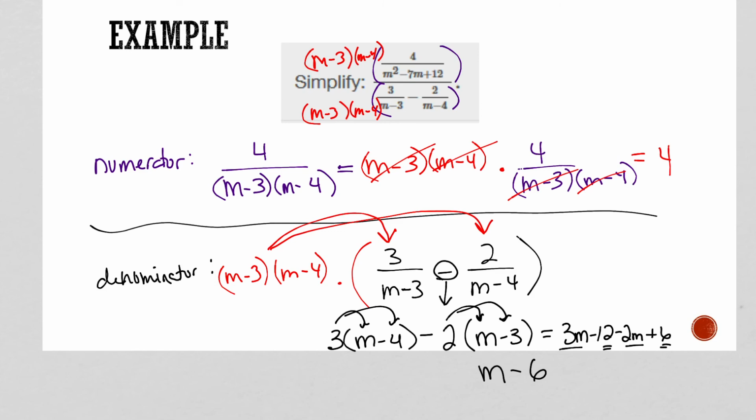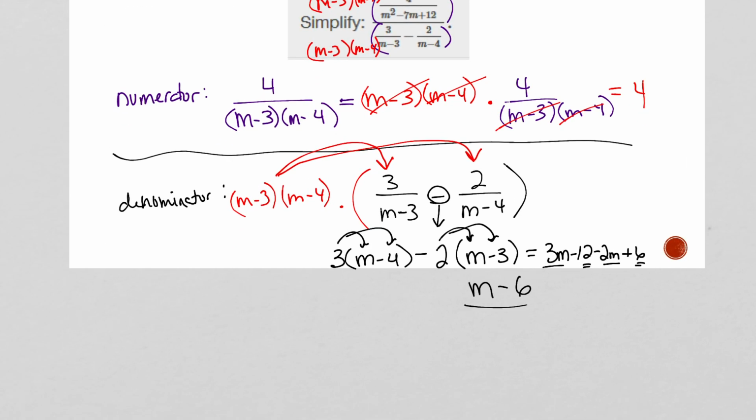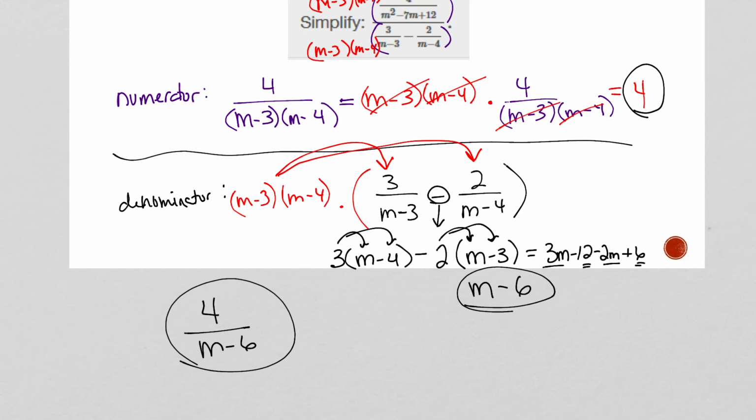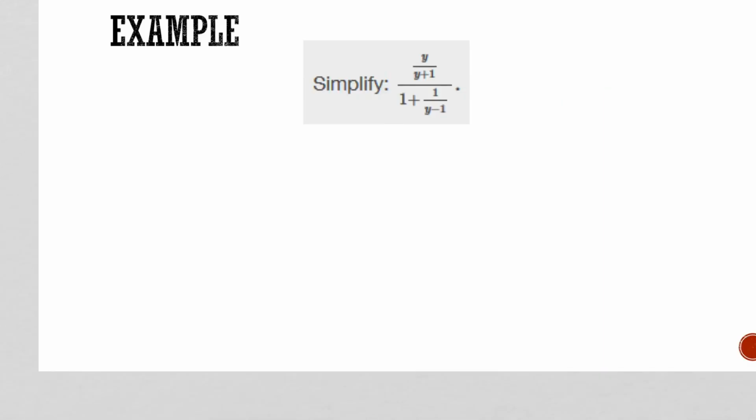So my denominator is this, and my numerator is that, okay? So I've got 4 over m minus 6, and that's it. We can't simplify that any further. So that's our final answer. All right, last example.